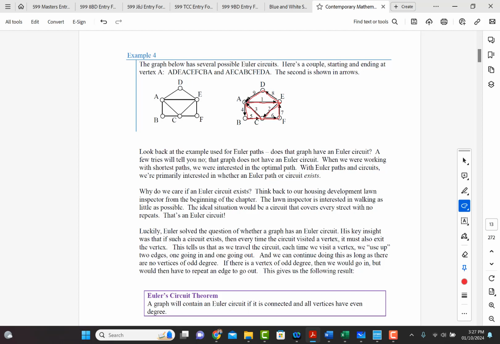That's not the only circuit. In fact, we could go the opposite direction. We could go in reverse order, and that would be also another circuit.